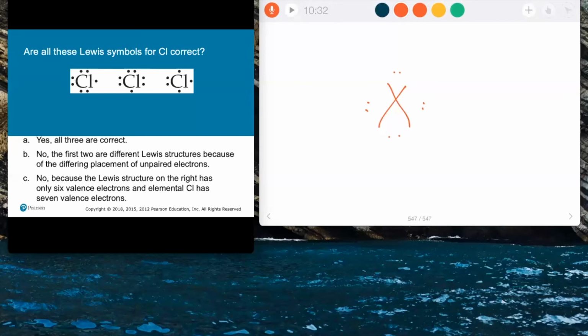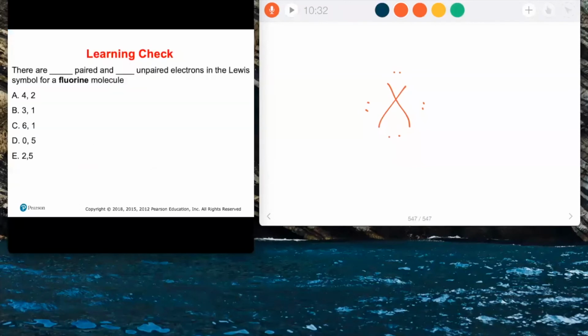So I'll go with the most appropriate being B, which is the first two are correct chemical symbols for chlorine with the correct pairing of electrons, with the lone or unpaired electron being placed in the opposite. But this one is wrong. We say the first two, but this one we are saying it is wrong. We didn't say the right one is correct. Okay? So that's what I look at.